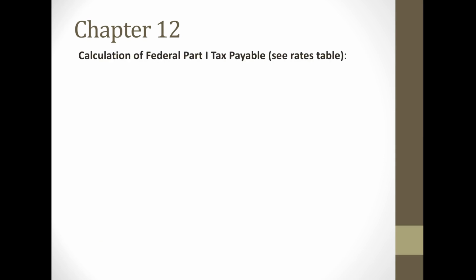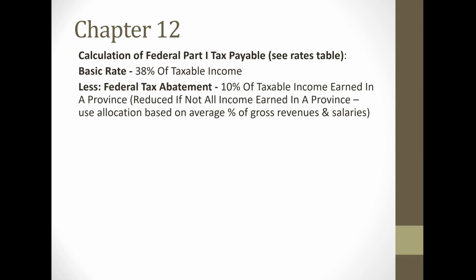Moving on to the next slide, let's take a look at how we calculate federal Part 1 tax. Now once again, we're just going to focus on the federal component of corporate tax in Chapter 12. Now federal tax is a little bit different from individual tax. The way that the federal tax works is that there's a federal corporate tax rate of 38%, and that's the basic rate. Now it seems rather high, but there are a bunch of deductions that can lower this 38%. The first one being the abatement. Now the federal tax abatement of 10% basically reduces the 38% by 10% to get us to 28%.